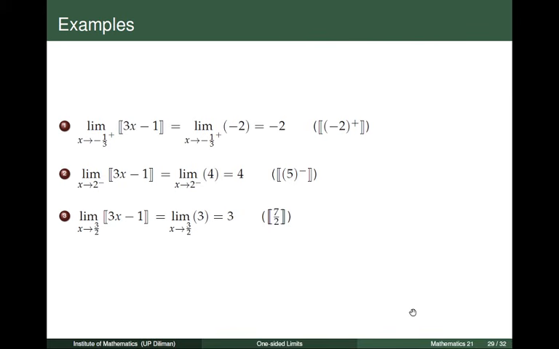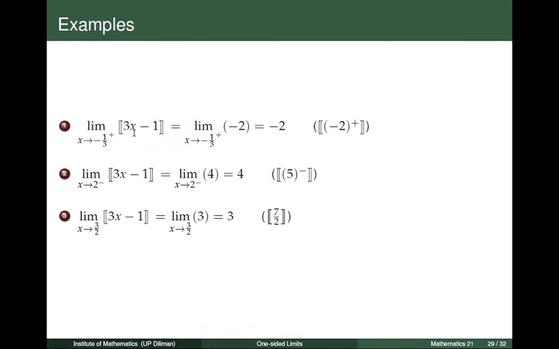Okay, some other examples. So here, let us consider the GIF of 3x minus 1. Right? What is the limit of the GIF of 3x minus 1 as x tends to negative 1/3 from the positive side? First, let us plug in negative 1 over 3 to the x in this expression. So we will have 3 times negative 1/3 or negative 1 minus 1. So we will get negative 2, which is an integer.